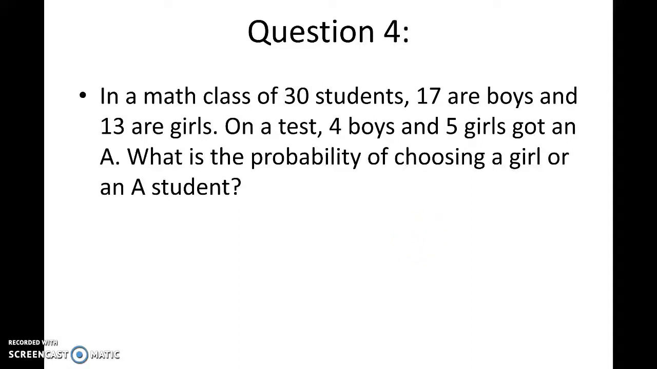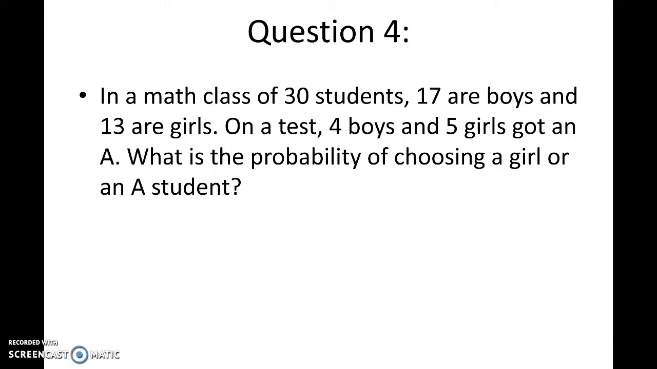Okay, guys, so hopefully you finished solving this problem. As you can tell, I did fix the mistake. But okay, what did you get? Let's repeat it. In a math class of 30 students, 17 are boys and 13 are girls. On a test, 4 boys and 5 girls got an A. What is the probability of choosing a girl or an A student?